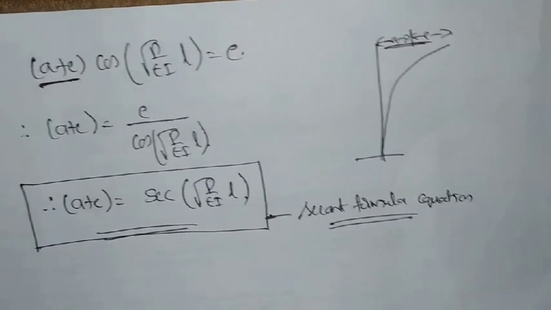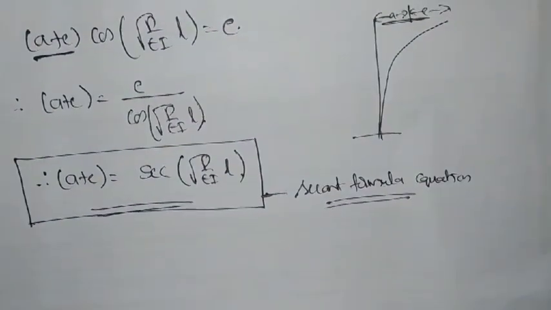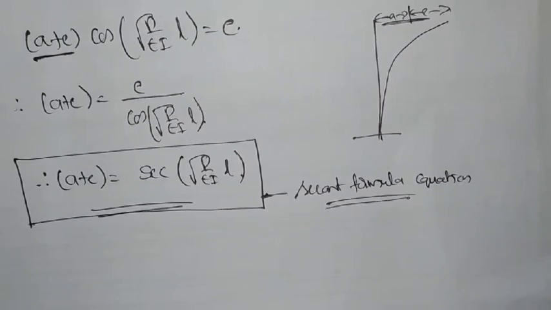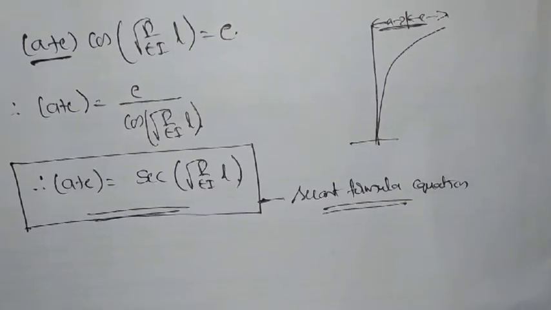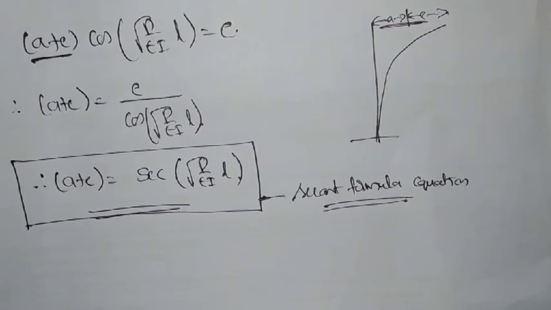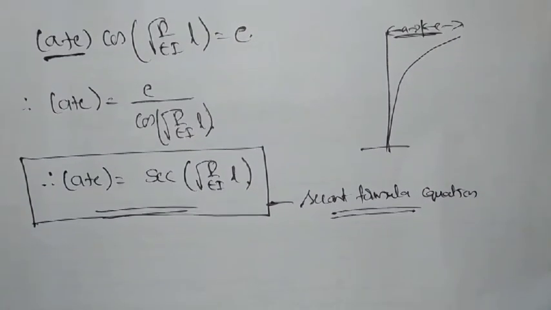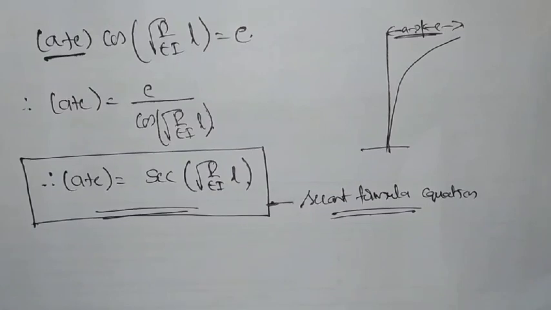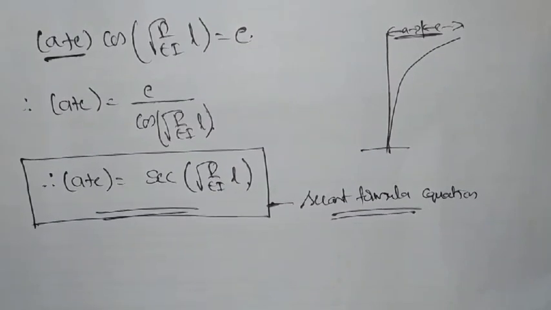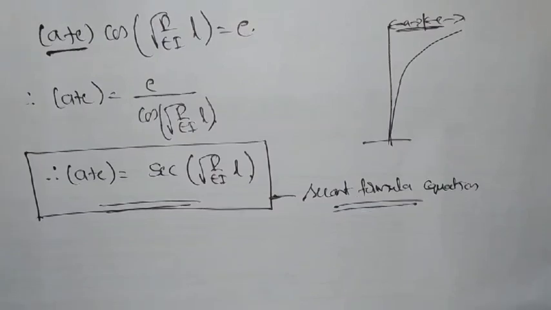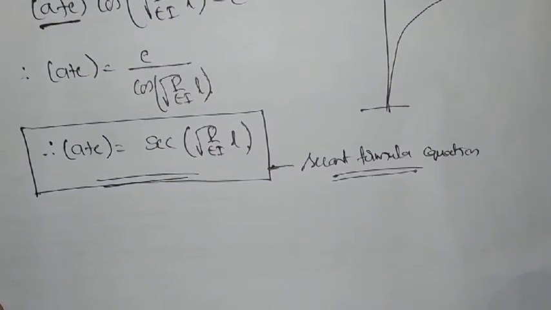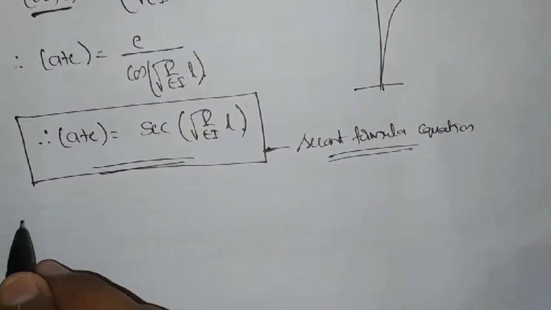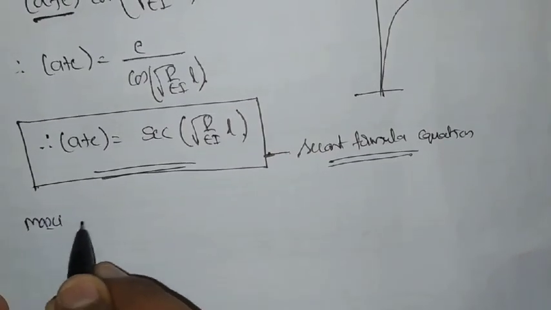From the second unit we have seen that when eccentricity acts on the columns, definitely some bending stresses and direct stresses act. Nothing but sigma B and sigma naught act on the columns when eccentricity happens. So now we will find out the maximum stresses, sigma B and sigma naught.